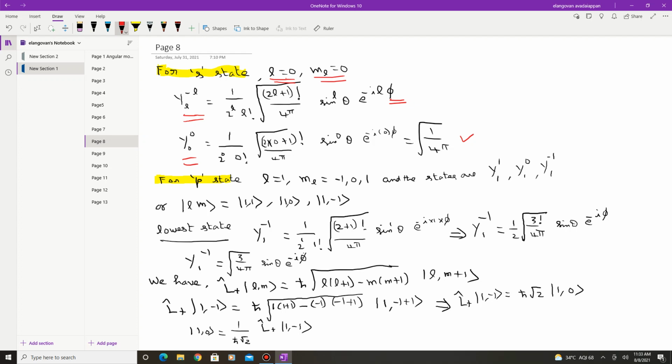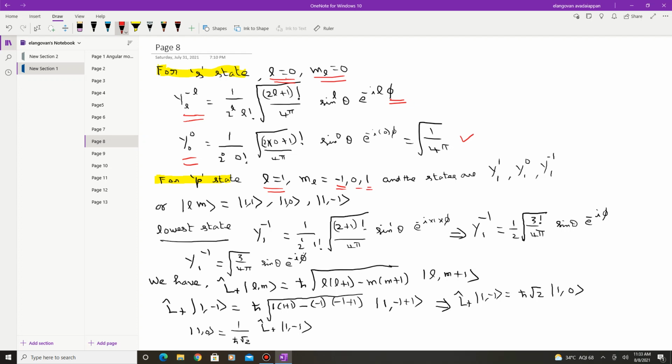This is the lowest state, which is the s state. The wave function Y is Y00, and this state we call the s state. Now the p state means L is equal to 1. So L is equal to 1, there are three possible values of ML. ML varies from minus 1, 0, or plus 1. So there are three values.